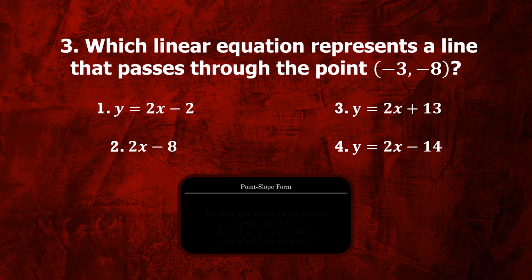Our point on the line is -3, -8, so we can replace x sub 1 and y sub 1 with these values. The slope of the line is 2, since all the choices have that slope. So we can replace m with 2.